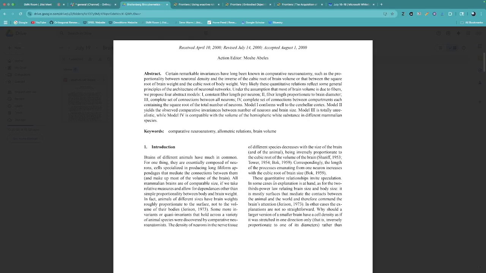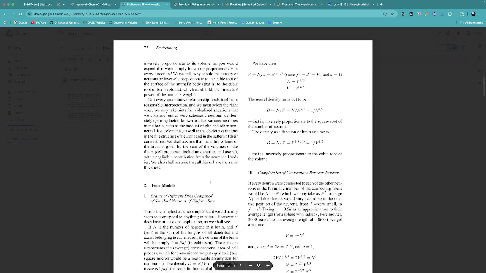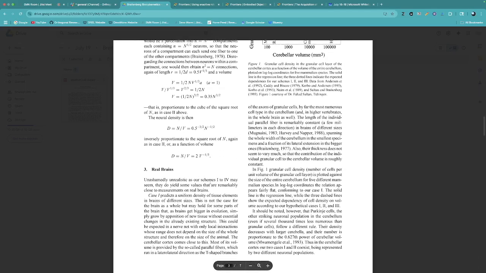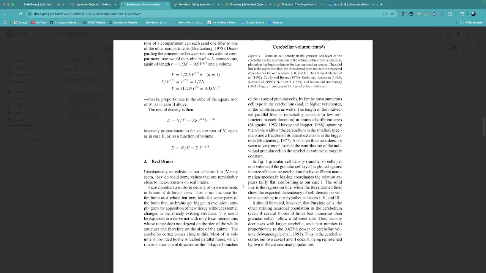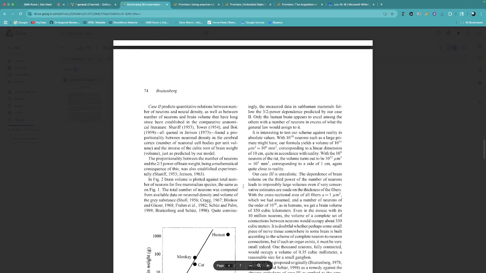So he goes through a lot about this set of assumptions, how these are set up. We have these 4 models and talking about real brains. Unashamedly unrealistic as our schemes 1 to 4 may seem, they do yield some values that are remarkably close to measurements of real brains. And so we're going to go through some of these comparisons.